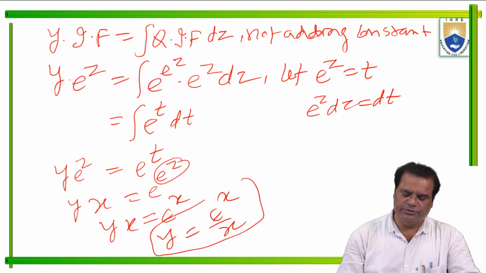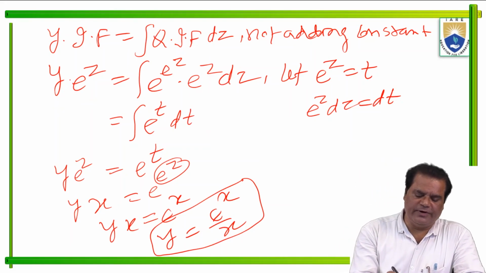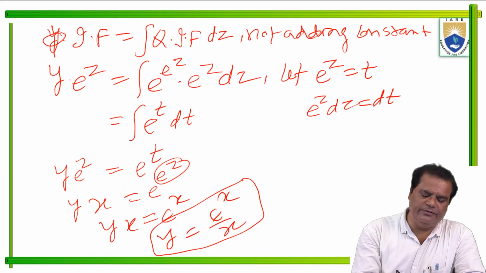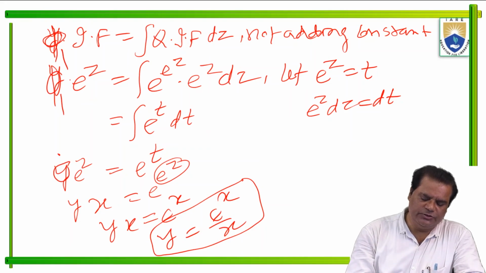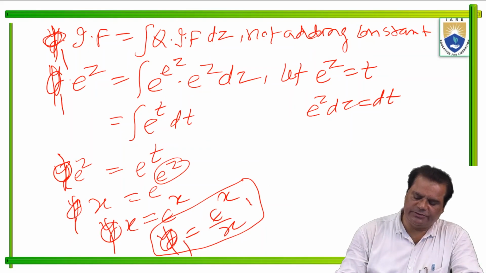So this is the value of phi 1. Here it is phi, not y. This is phi 1, and this is phi 1. This is also phi 1. So the value of phi 1 is this.